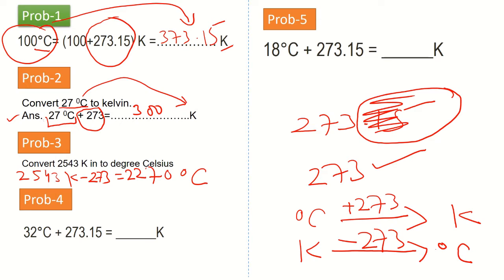And now the problem number 4. In this problem, 32 degrees centigrade you have to change to Kelvin. So what you have to do, in this 32 you have to add 273.15, and here you will get the answer. You have to solve this. I am leaving it for you. Here, the problem number 5, 18 degree centigrade you have to change to Kelvin. In the degree centigrade you have to add this number, and the answer that comes will be in the Kelvin unit.